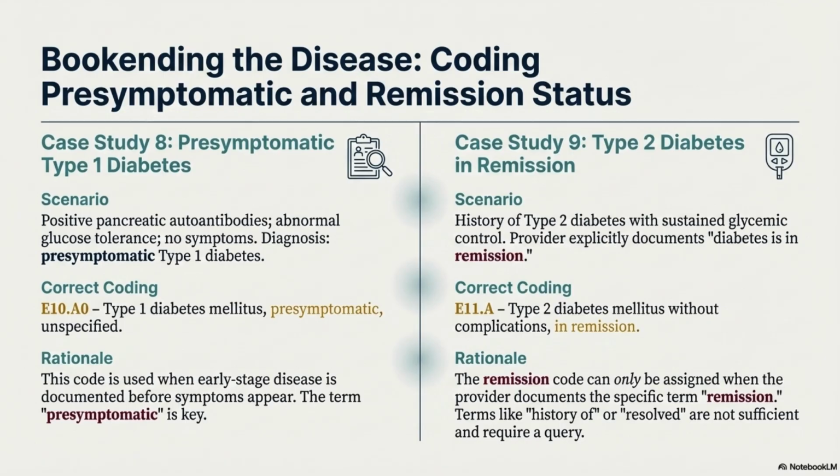Now on the other end of the spectrum, we have a patient with a history of type 2 diabetes who now has sustained glycemic control, and the provider clearly documents that the diabetes is in remission. That specific wording is important, because ICD-10-CM only allows the remission code when the provider uses the term remission. So, the correct code here is E11.A, which captures type 2 diabetes mellitus without complications, in remission. It's also important to note that terms like history of or resolved are not interchangeable with remission. If the provider doesn't explicitly document remission, a query would be needed.